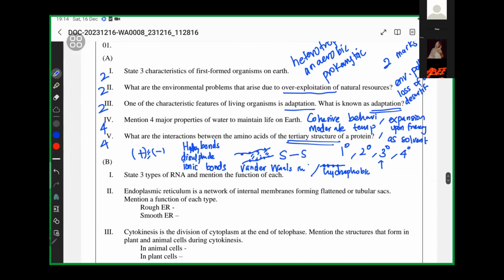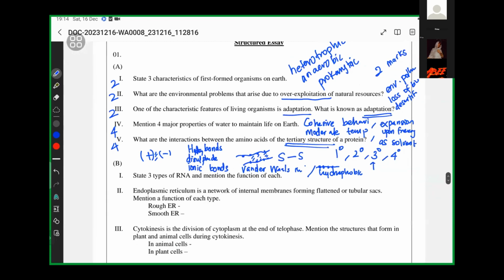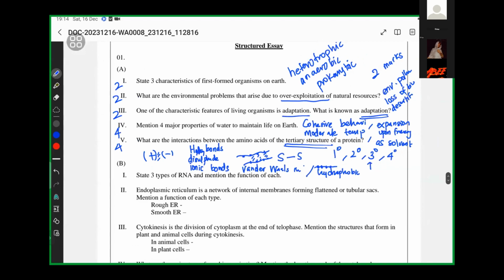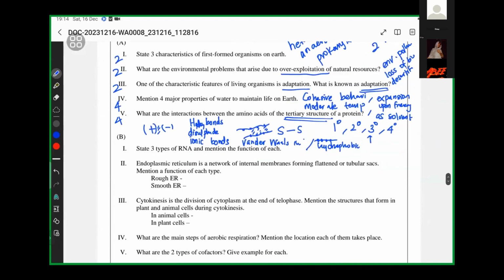So for part A, we have the marking scheme like this. If you have any doubts, can you unmute yourself and ask me? This is a very easy question, so I'm going to move to the next part now. Can someone say anything?